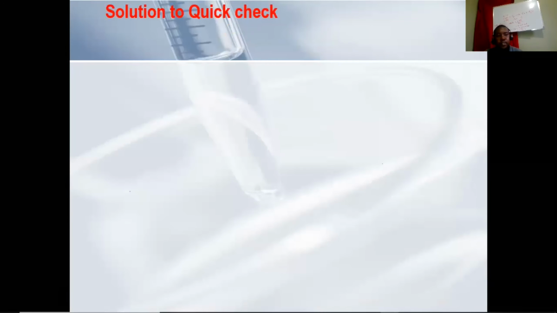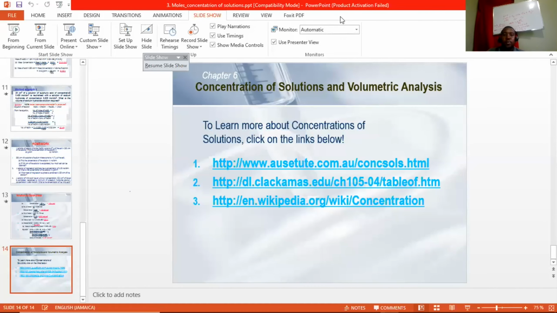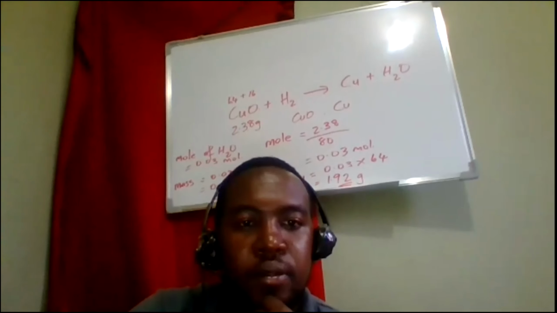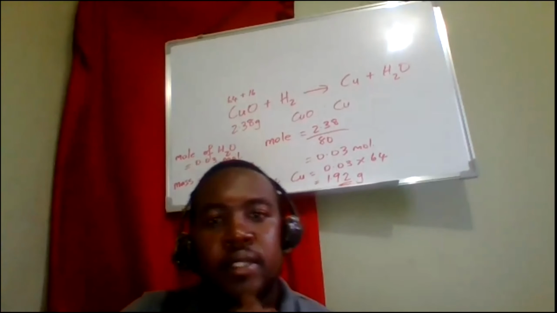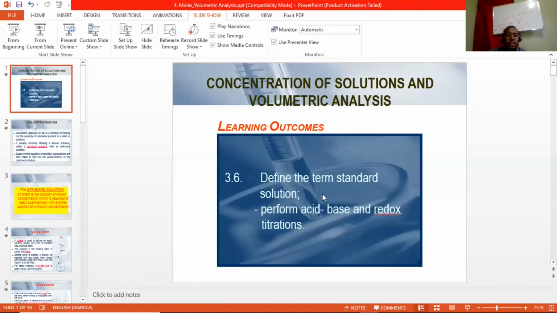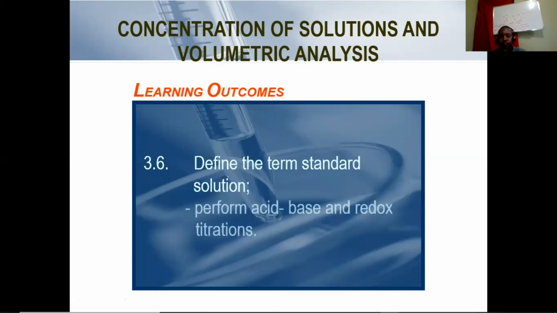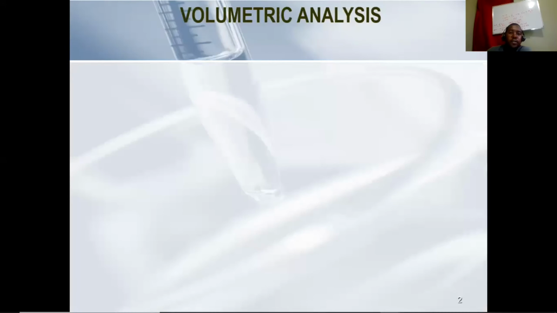All right, so that's it for what we're going to look at in terms of concentration using mole. All right, so let's move now to volumetric analysis. So we're going to look at a little bit about titration. All right, so let's move to titration. All right, so we know that titration is a very unique topic, or very unique process, that's used in chemistry.